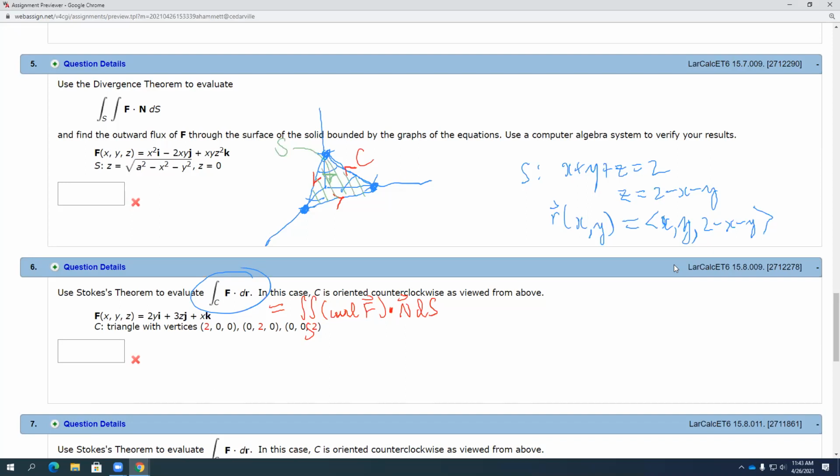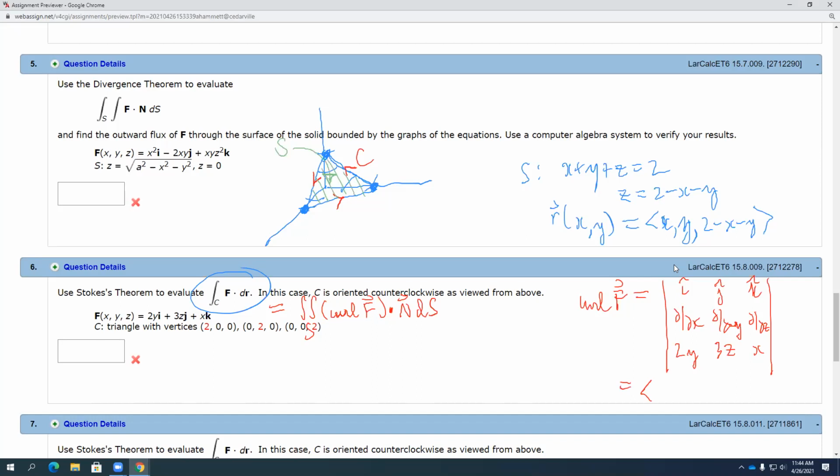Well, let's compute the curl of F, shall we? Curl of F is equal to, let's compute it, i, j, k. All right, let's think about this for a second. So partial x, partial y, partial z. And what do I have here? 2y, 3z, and x. What do we get for the curl in this particular case?